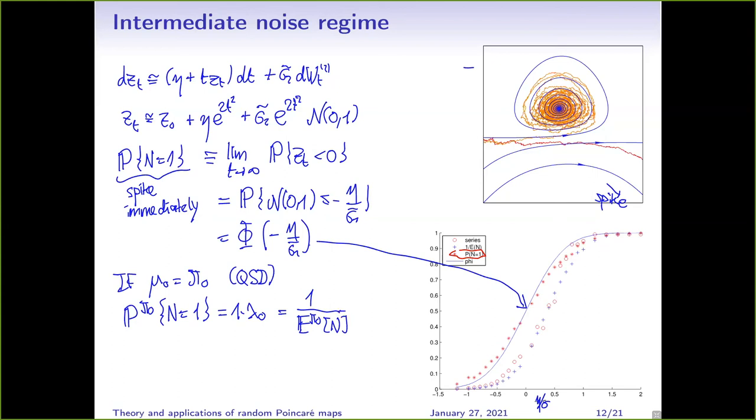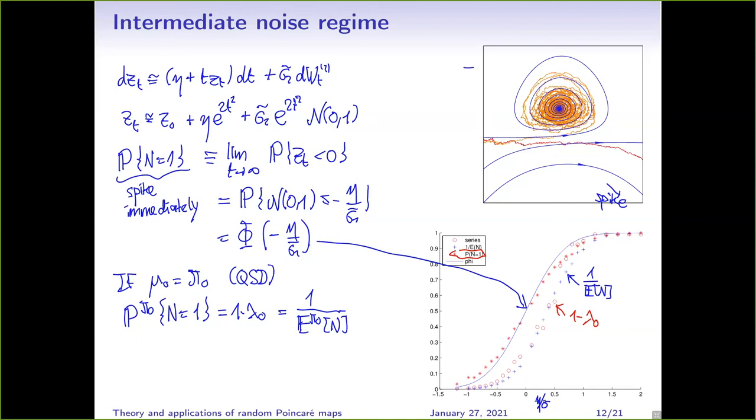And the simulation here: the circles show one minus lambda naught. So here the circles are a numerical estimate of one minus lambda naught, and the crosses, the pluses, are a numerical estimate of one over the expectation of n. Okay, so you see it's not quite the same. That's because after a spike, we do not arrive exactly in the quasi-stationary distribution, so there's a certain deviation that you see in this picture.